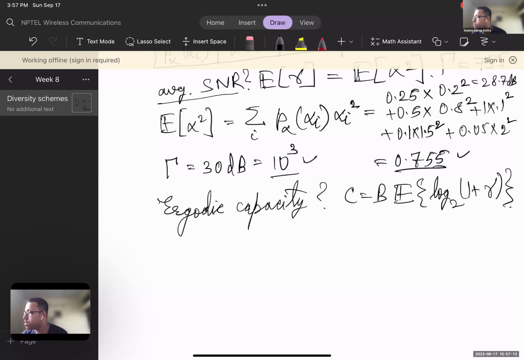So this is how you calculate ergodic capacity. And of course, once you calculate this expectation, you have to multiply with the bandwidth. The bandwidth value is provided in the question. It is 20 megahertz, so that is 20 into 10 to the power 6. So you can just find this and do the calculation yourself.